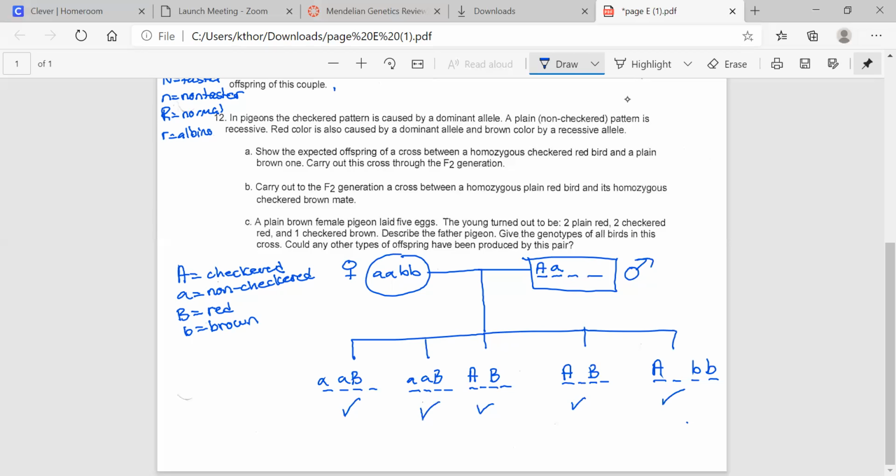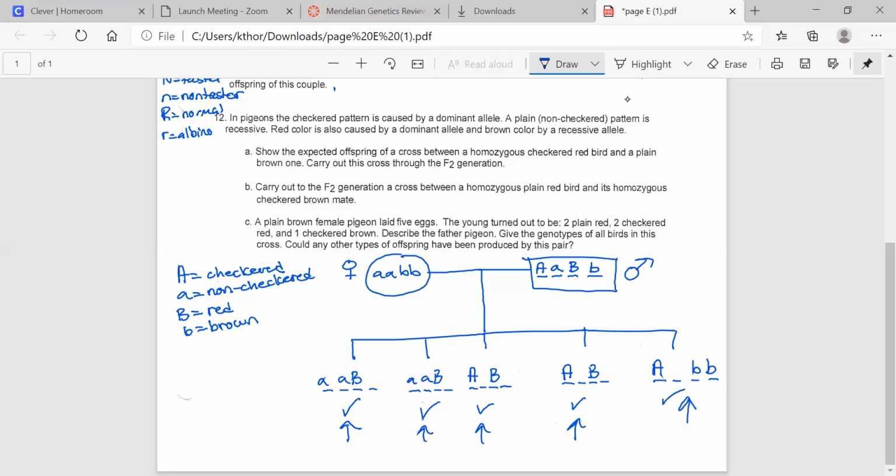As for color, well, let's see. This baby right here is brown. It has 2 recessive color alleles. It inherited 1 from its mother. It must have inherited the other one from its father. So the father has at least 1 recessive B. And then these babies here, here, here, and here all have dominant B's, which means they must have inherited that from their father because their mother does not have any B's or dominant traits for the color. So the father must be a double heterozygote.